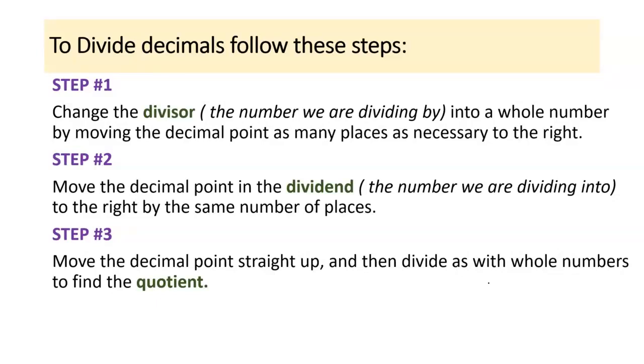Let's divide the decimal with the following steps. Step 1: change the divisor, the number we are dividing by, into a whole number by moving the decimal point as many places as necessary to the right. You will skip step 1 if the divisor is already a whole number. Step 2: move the decimal point in the dividend, the number we are dividing into, to the right by the same number of places we did in step 1. Step 3: move the decimal point straight up and then divide as with whole numbers to find the quotient, the answer. Let's look at the example.